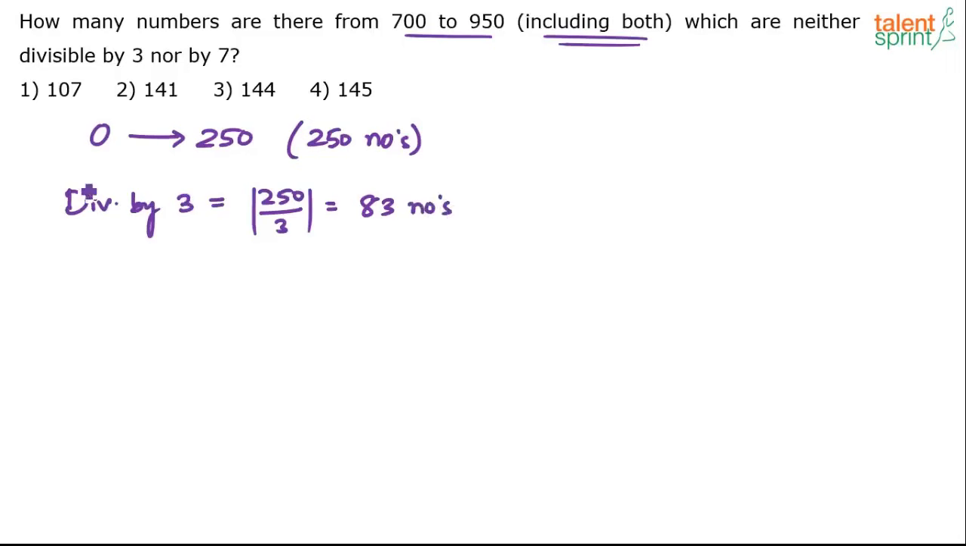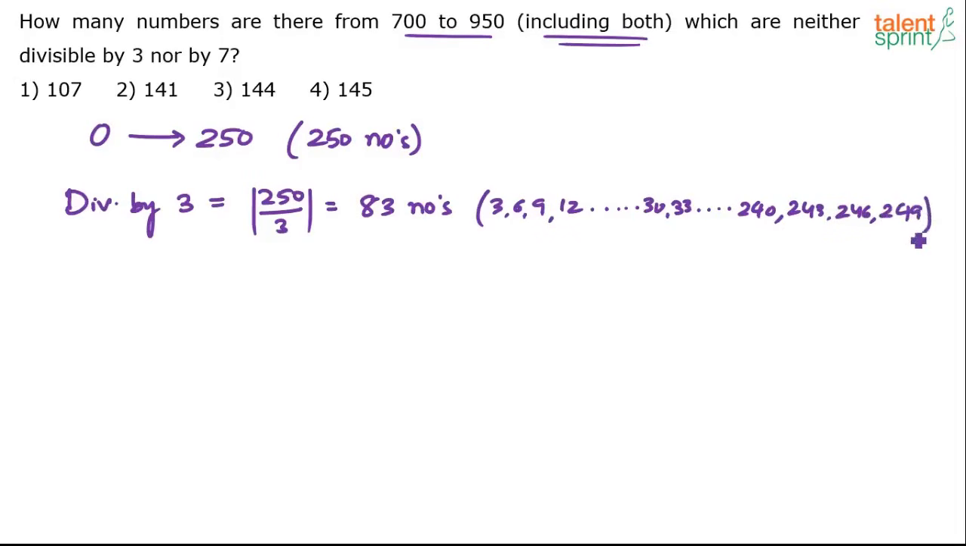Yes or no? Numbers which are divisible by 3. So divide 250 by 3. In 250 by 3, I'll get 83 multiples of 3: 3, 6, 9, 12, 15, 18 and so on up to, I think, 248. Up to 248. You're getting it? 83 numbers. What are these 83 numbers? 3, 6, 9, 12 and so on up to 30, 33, 240, then 243, 246.